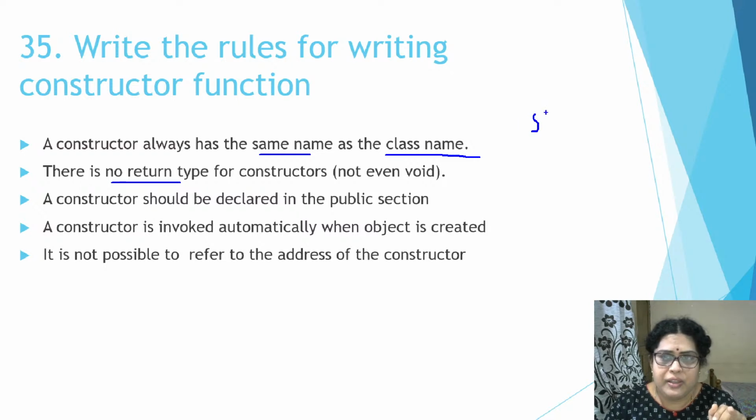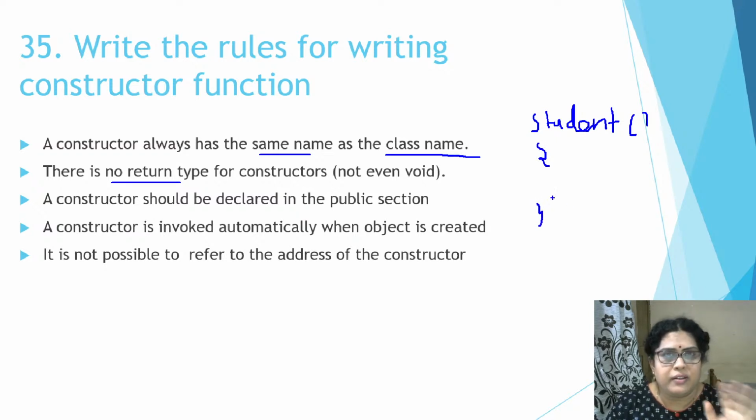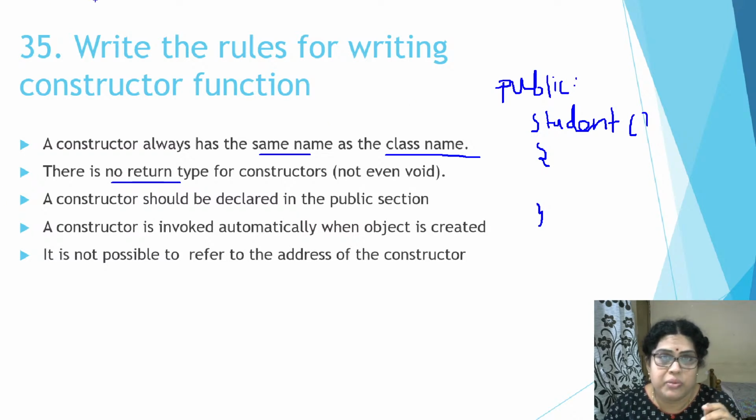For example, if I have a class student in my previous example, you can see that example. If I am going to write like this in the public section, this is a constructor. A constructor should be declared in the public section. I think in one of my videos I had explained in detail about these constructors. Public student, this is how your constructor looks.